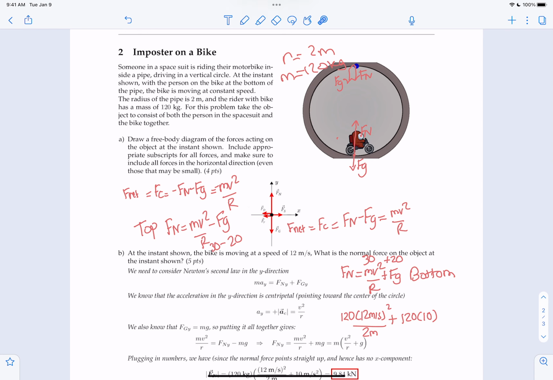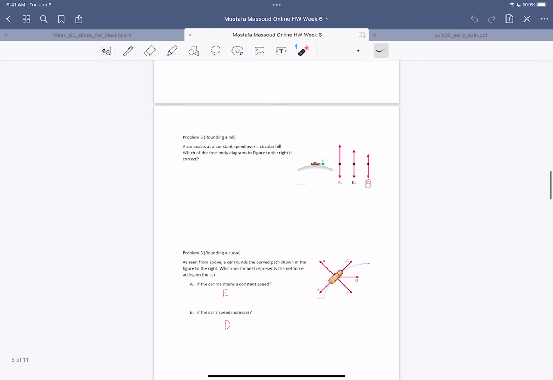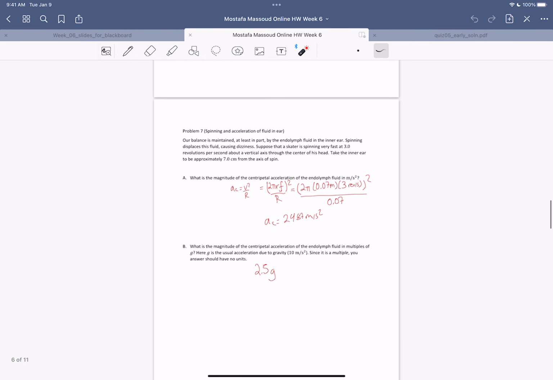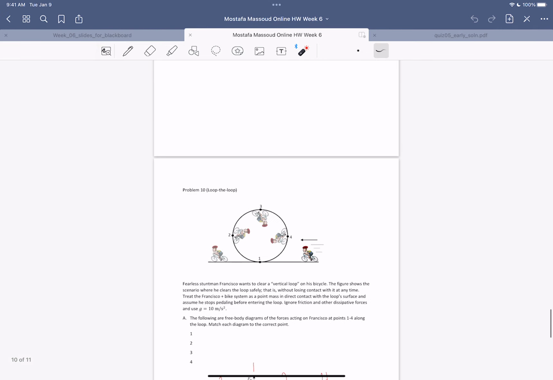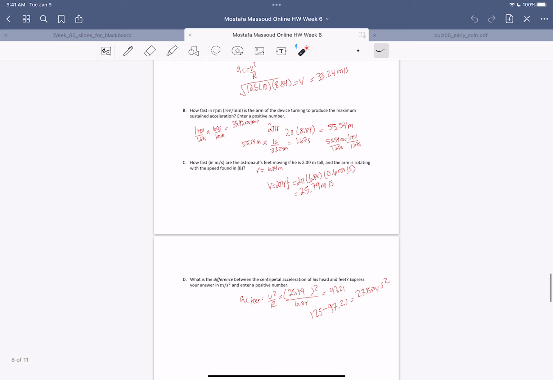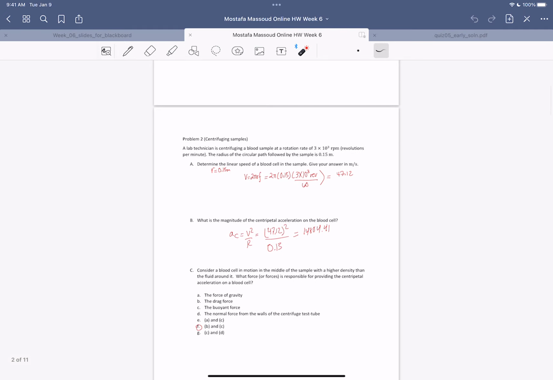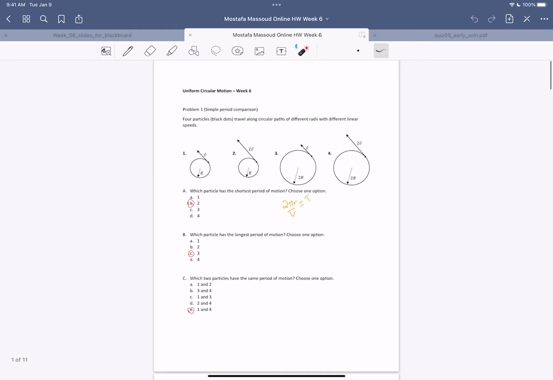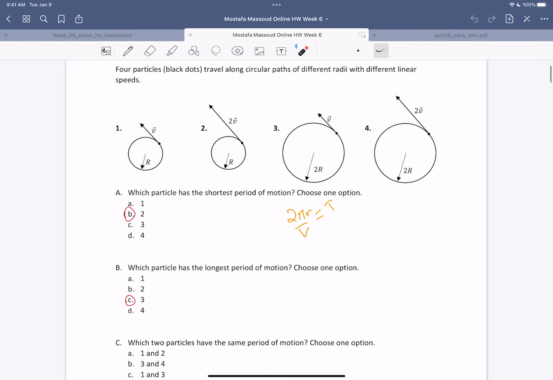We have 10 minutes left, so I was going to go over the rest of the problems from the online homework. I think I went over 5, 6, 9, 10, so that's 4 of them, and I went over problem 2 as well in the last homework session. I can really quickly go over one. This is really conceptual. We have 4 particles that travel along circular paths of different radii with different linear speeds. Which particle has the shortest period of motion?